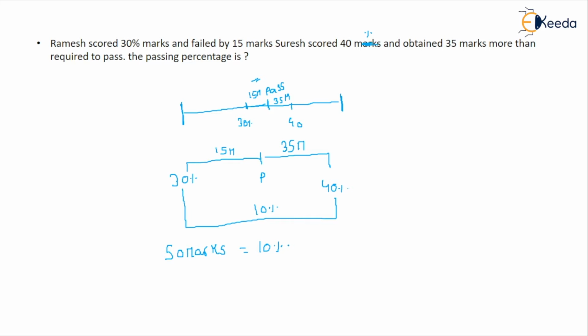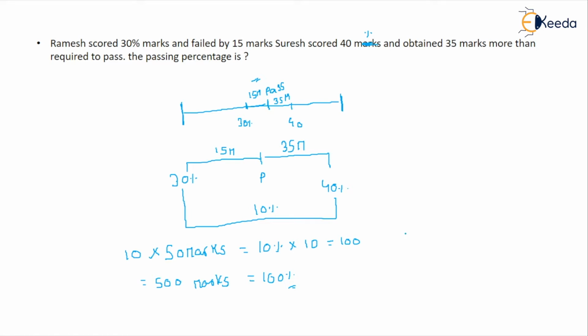If they ask you the maximum marks, to make 10% into 100%, you need to multiply by 10, because your examination is of 100% marks. So 10 into 10 is equivalent to 100. If you multiply this by 10, you also need to multiply this by 10. So this comes out to be 500 marks. So the maximum marks of the examination is 500 marks. And here they are asking the passing marks.